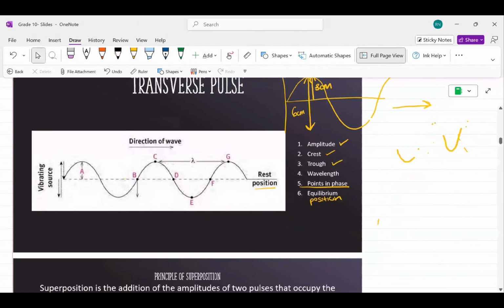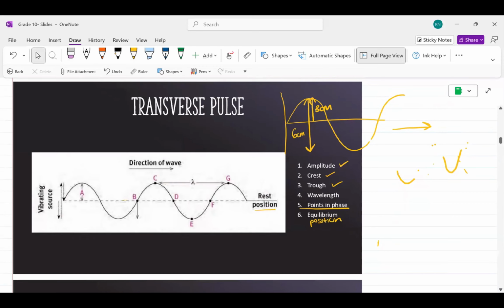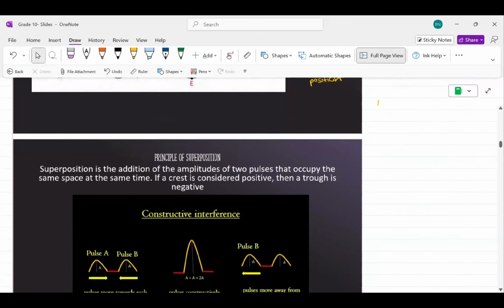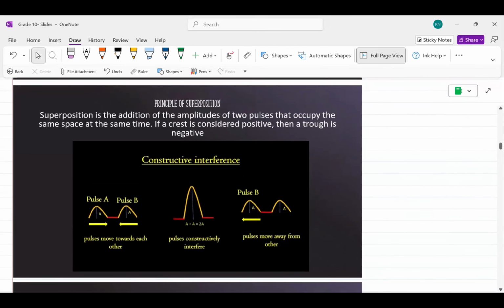Okay, so that's a transverse wave. If it was just one of these, it would be a pulse, but this is a transverse wave, so it's going to go up and down. Okay, cool. And then we get to the principle of superposition, right? And this deals with pulses. It says the superposition is the addition of the amplitude of 2 pulses that occupy the same space at the same time. So here, what we'll see is that a crest is considered positive and a trough is considered negative, right?